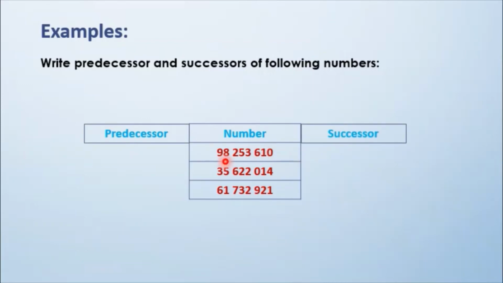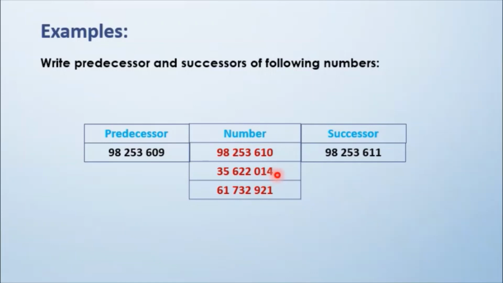Look at the first number, 98,253,610. To find its predecessor, we will just check the last digit and write all the other digits as they are. Here we have 0 and if we take the last 2 digits, it becomes 10. To find the predecessor, we will subtract 1 from 10 and get 9. So the predecessor of this number will be 98,253,609. Similarly, to write its successor, we will write all the starting digits the same, but the last digits will change. When we add 1 to 10, we get 11. So it is 98,253,611.